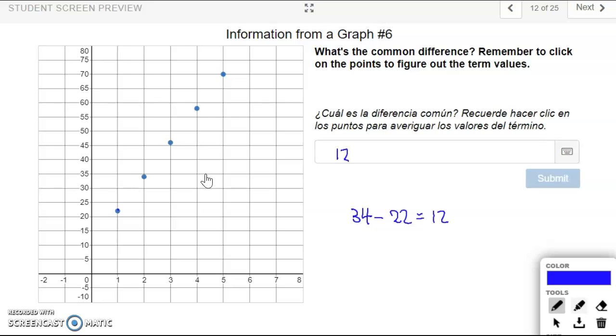Do I need to check the others? Well, I could certainly do that. I have 34 here, plus 12 is going to be 46, plus 12 will be 58, plus 12 will be 70. All right, so the common difference, or d, is 12, positive 12.